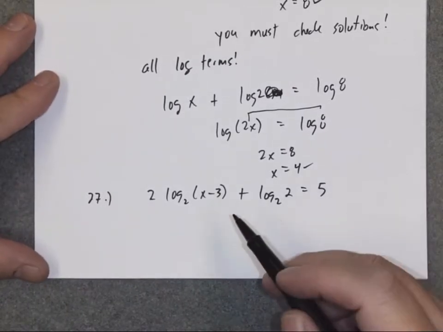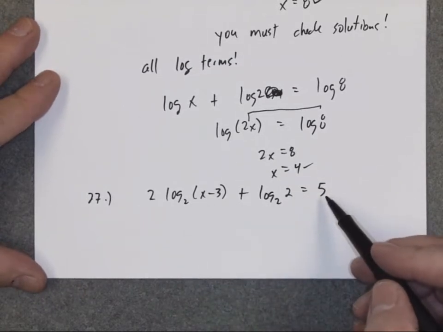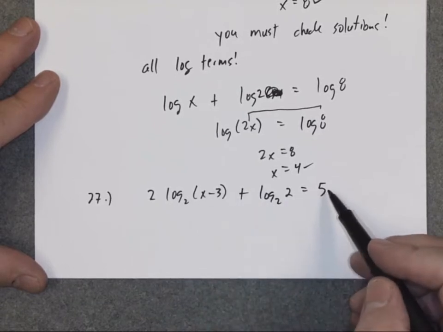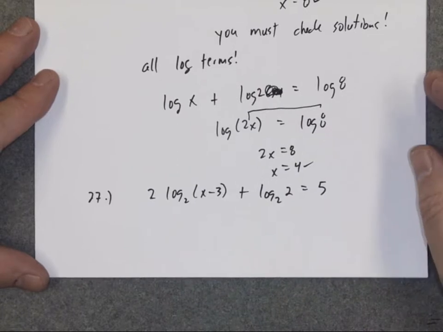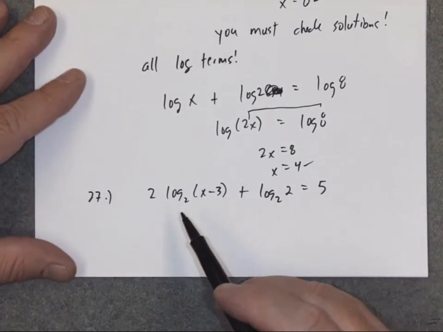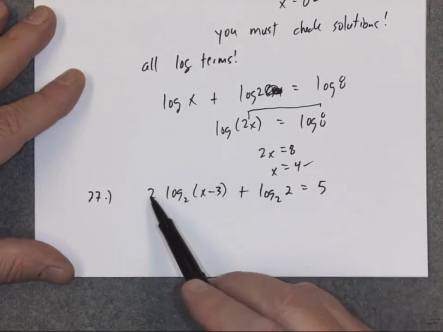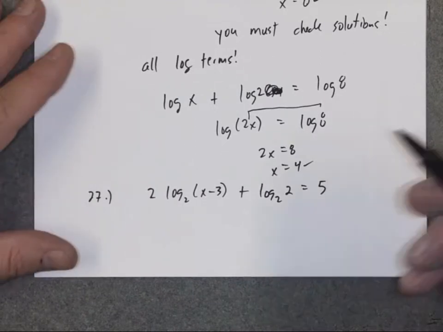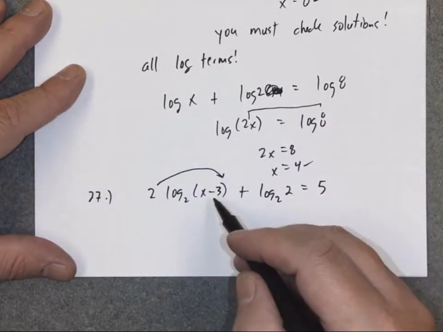So first of all, I notice I have 2 log terms and a number, so I'm going to get all the log terms on one side, which they already are, the number on the other side. Now I want to combine these 2 log terms into one log. So remember my rules. Same base, no coefficient. Problem is, I've got a coefficient here. So the first step is you move it inside.